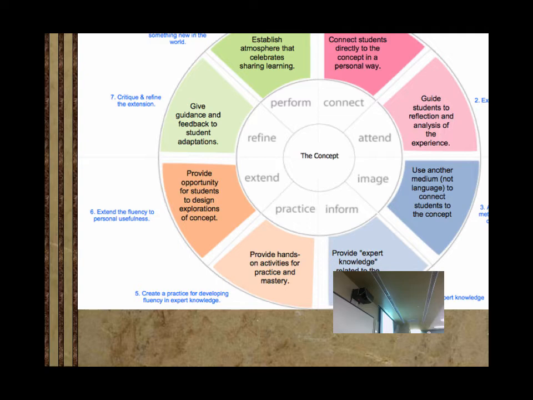The other thing that she does, however, is she takes each one of those and she chops it in half. And she does one that is more concrete, and the other one is less. And so in this case, the first thing she's going to do is connect the students in some personal way. She might show them something.